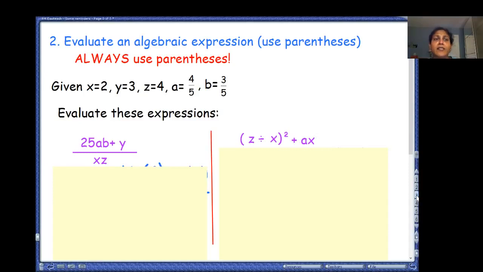So now let's evaluate an algebraic expression using parentheses. These parentheses are very important, especially when you have to use negative numbers. So let's say you're given that x is equal to 2, y is equal to 3, z is equal to 4, a is equal to 4 over 5 and b is equal to 3 over 5. Now you may want to stop the video and see if you can calculate these by yourself and then check how I showed my work and whether your answer is the same as mine.